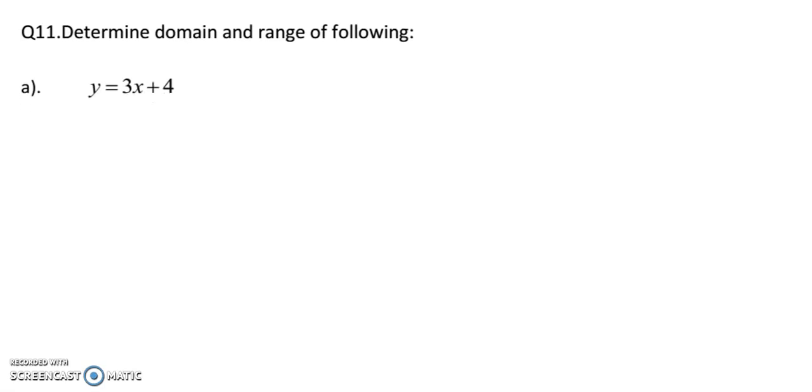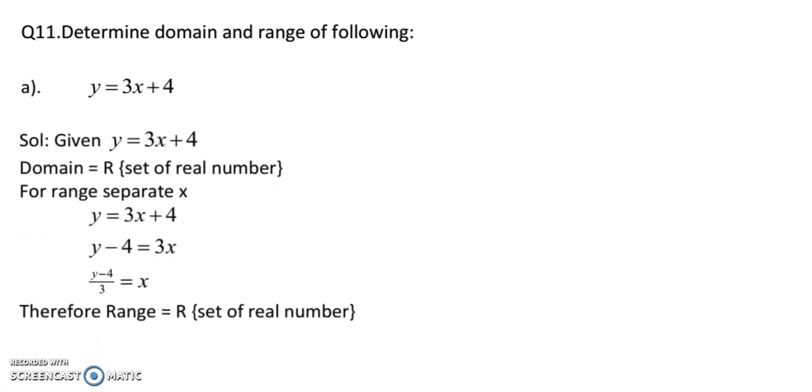Now how will you find the domain and range of the given functions? We are given this function. Since we can insert any value of x to get the value of y, its domain can be any real number. But for finding the range, we have to separate this variable x from this function. Since the variable is not involved in the denominator of this fraction, its range can also be any real number.